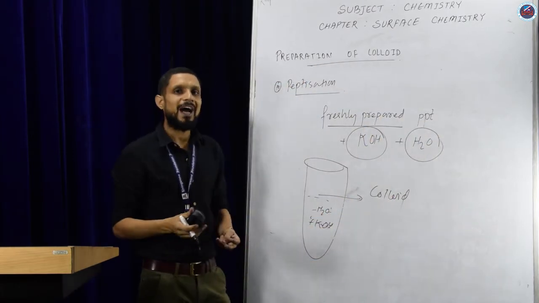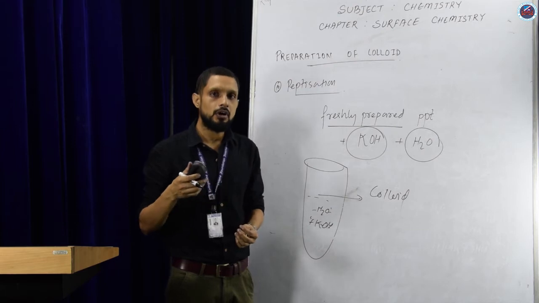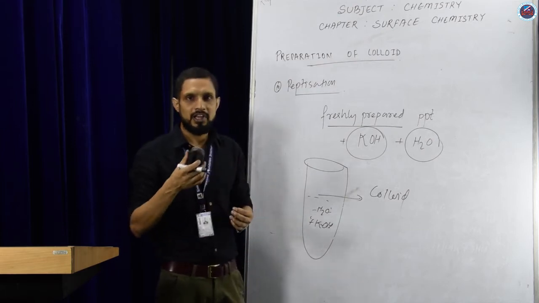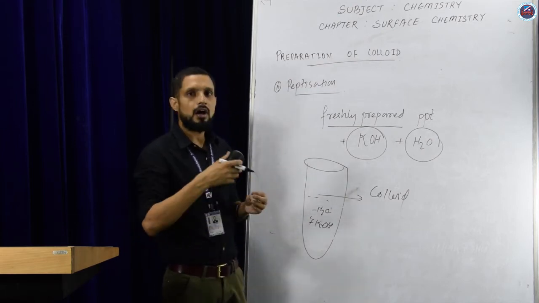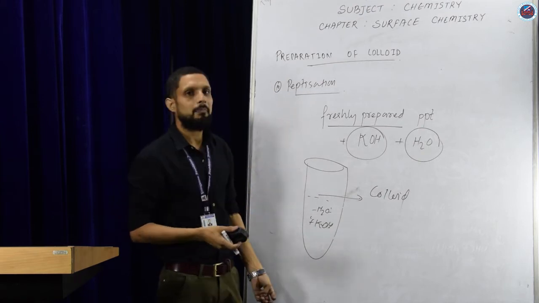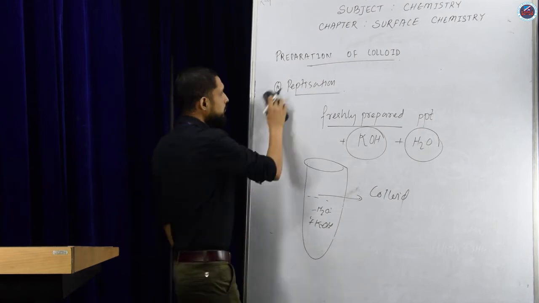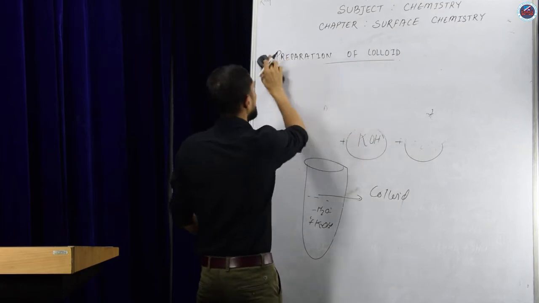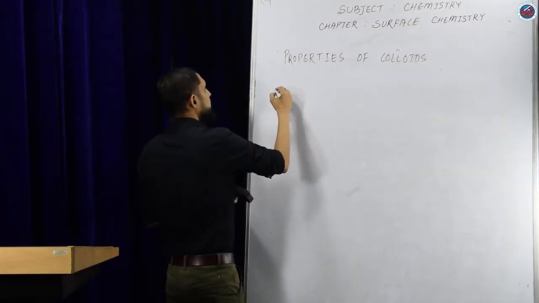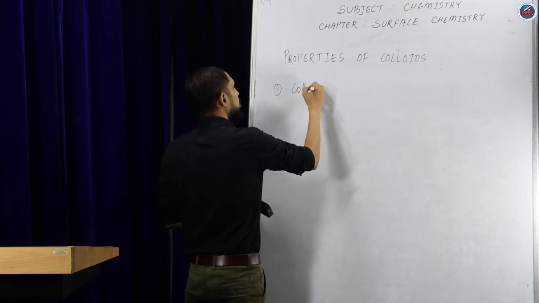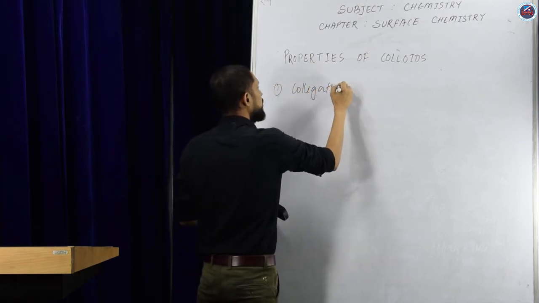So these are the three methods by which we can prepare colloid. That is by chemical method, by Bredig arc method and by peptization. Next, we study the properties of colloids. So the first property is colligative property.